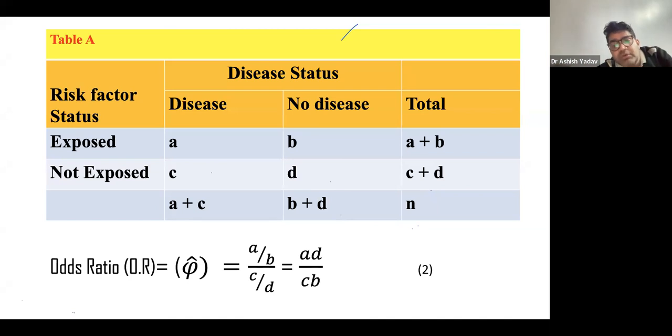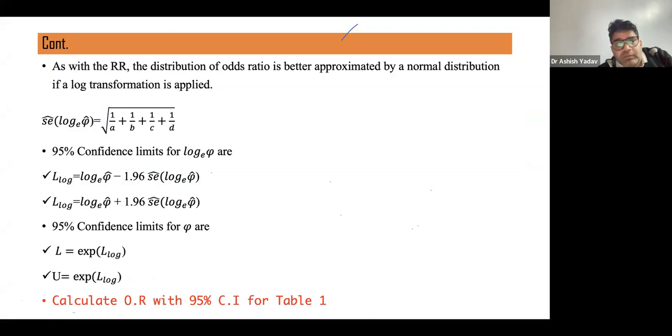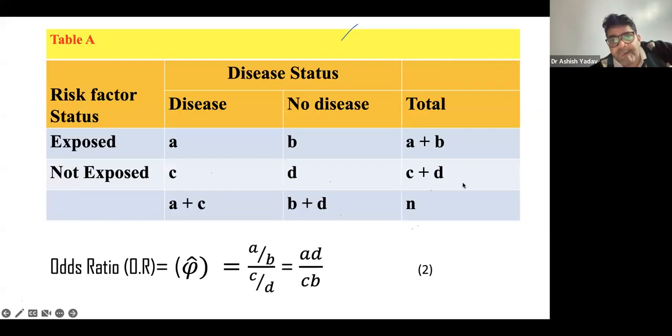We should never memorize the formula as AD by BC, because if A, B, C, D get changed in your data set, everything will change. So we have to go with the concept that the odds ratio is the odds of disease in exposed divided by the odds of disease in non-exposed. I hope I am clear on this. Anyone having confusion in RR or OR so far? Okay, someone has.